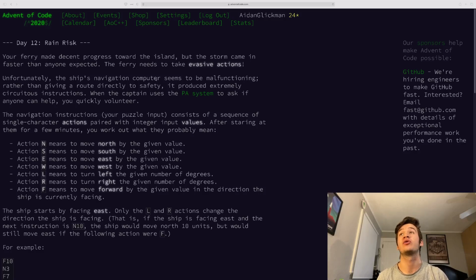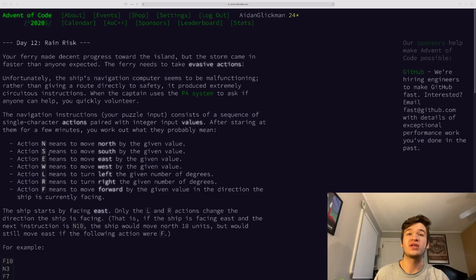So today we are going to look at rain risk. The idea here is our ferry, we're on it, and it is experiencing some bad weather and we need to get to safety. We have navigation instructions to safety, but the navigation computer is broken, so we need to figure out where those are sending us. This is just another sort of rule following one like we had early on in Advent of Code, which is not that interesting, but it's fine.